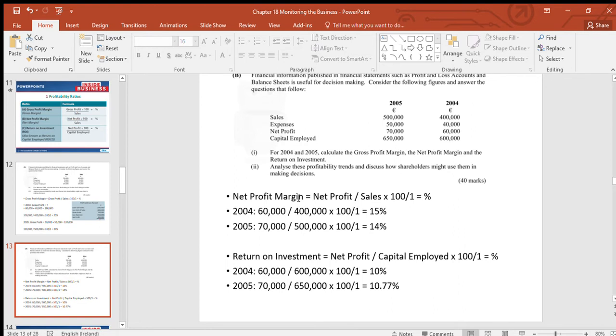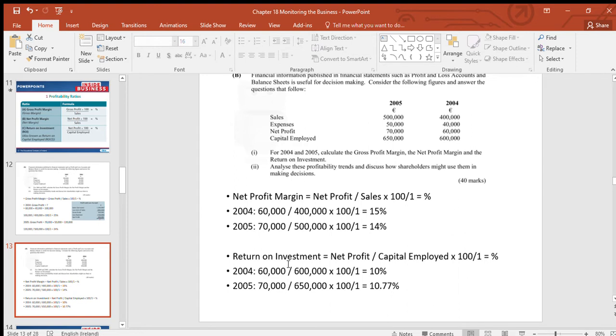Net profit margin is net profit divided by sales. 2004, net profit is 60 grand. Sales are 400 grand. 60 divided by 400, 15%. 2005, net profit 70,000. Sales 500,000. 70,000 divided by 500,000, 100 over 1, 14%. So I would say most people got on very good with these here. 15 and 14 were your answers for the net profit margin.